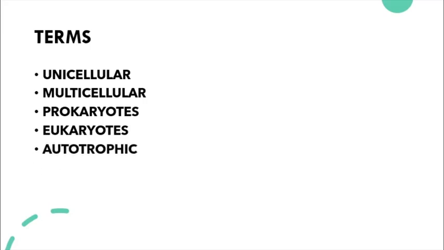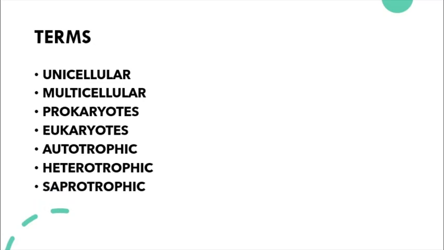Autotrophic are those who can prepare their own food. For example, plants. They have chloroplast in them, and through photosynthesis, they can prepare their own food. Next is heterotrophic. Heterotrophic are those who cannot prepare their own food. Like we humans, we depend on others for food. Saprotrophic are the organisms which feed on dead organisms.